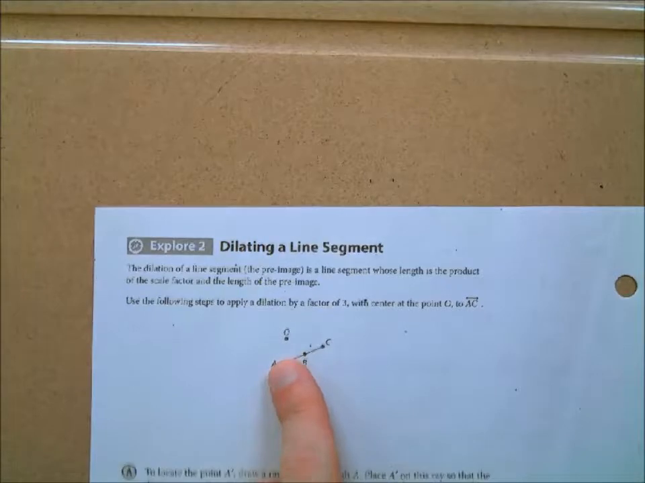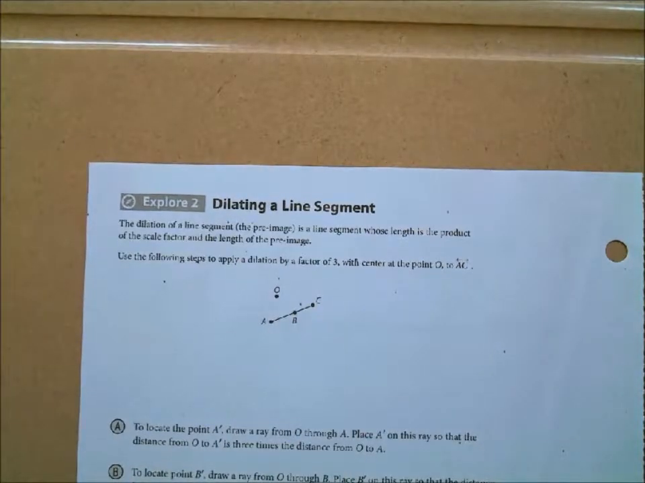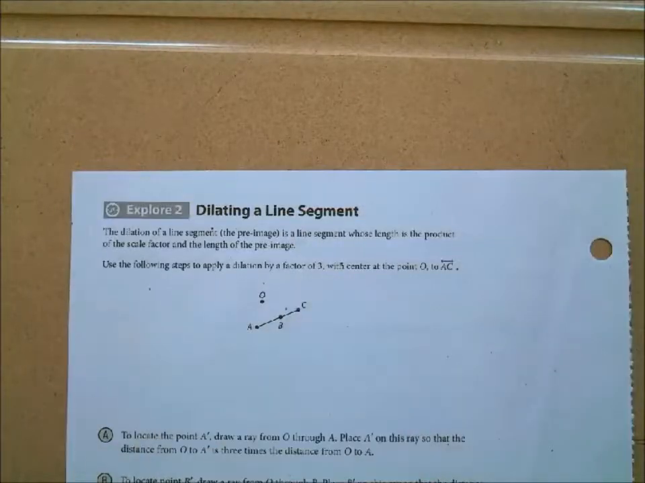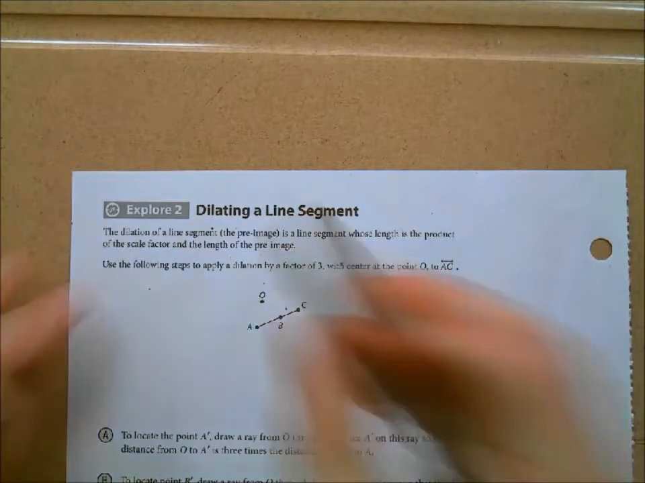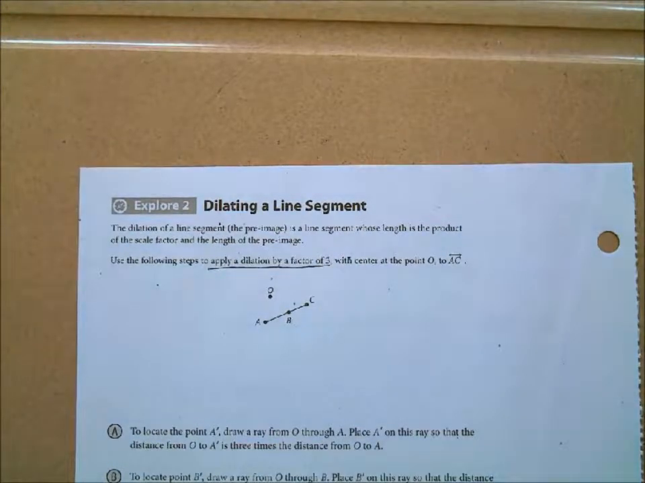Okay, so that's the pre-image or original. And we're going to dilate this one, in this case, by a scale factor of 3. So apply a dilation by a factor of 3 with center at the point O. Okay, and we're going to dilate that AC there. So point O is our center of dilation.